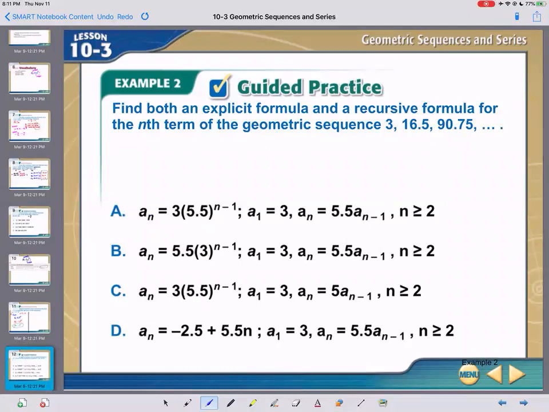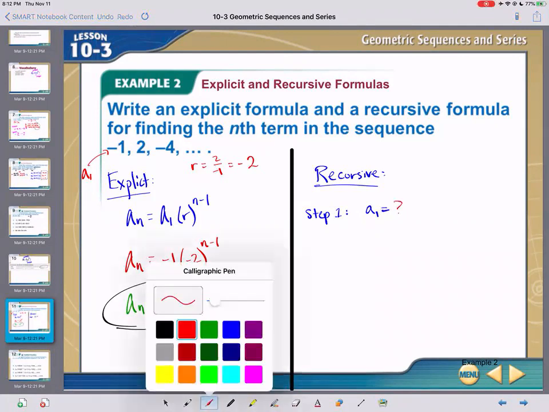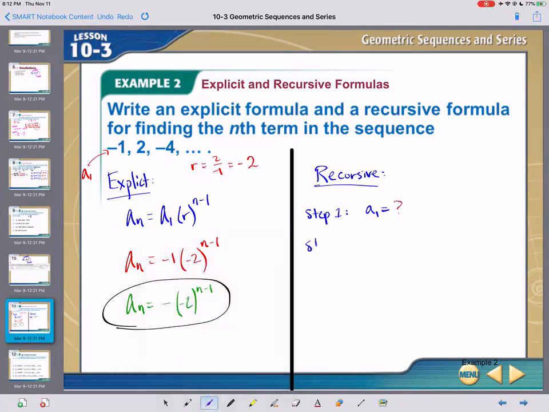Okay, I'm going to go backwards now and find the recursive. So going back to the previous problem, to find the recursive, there's 3 steps. Step 1. What you will do is you will state A1. I'm going to put in red what could change. Okay, step 2. You will state the value.